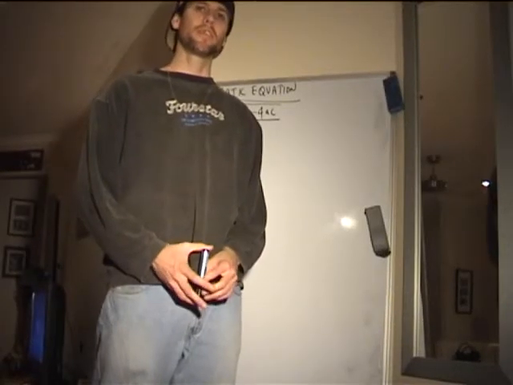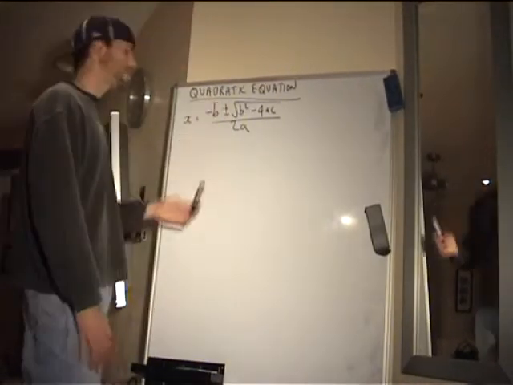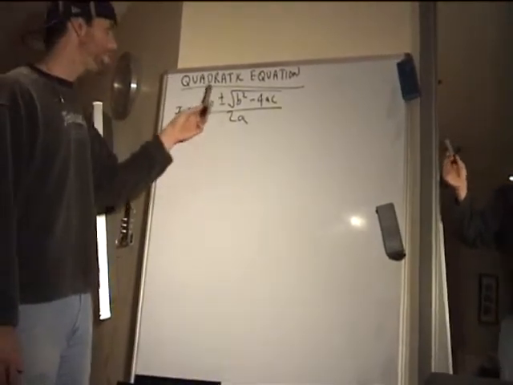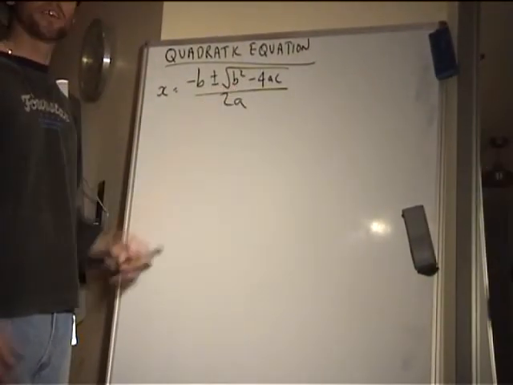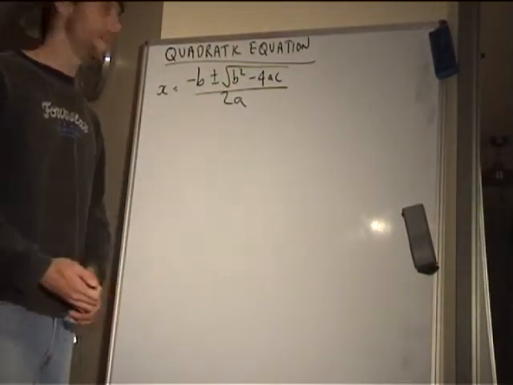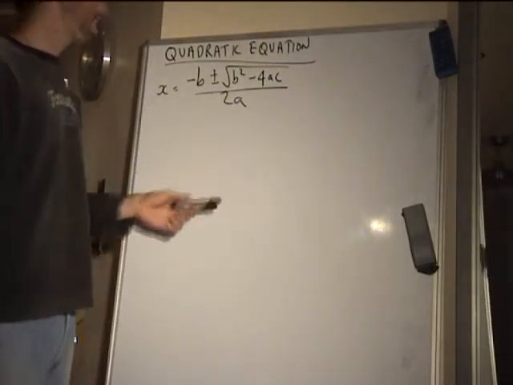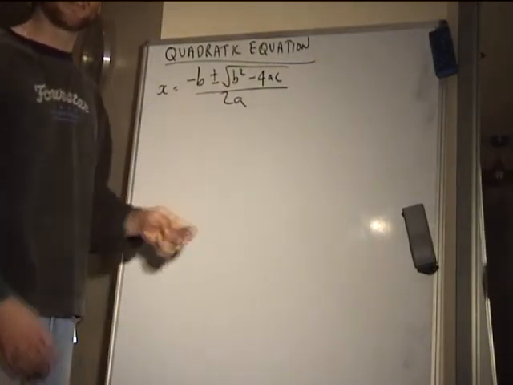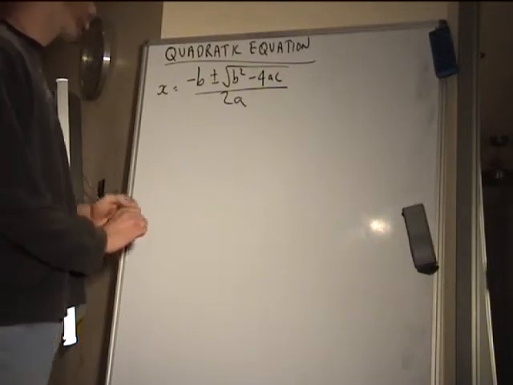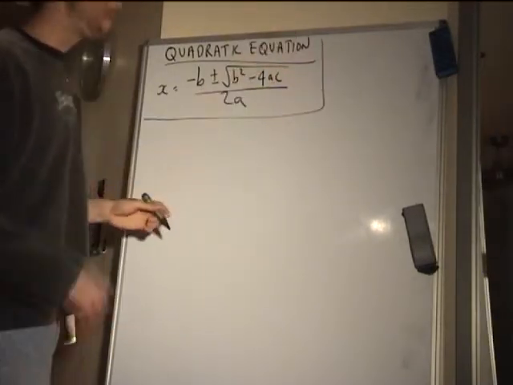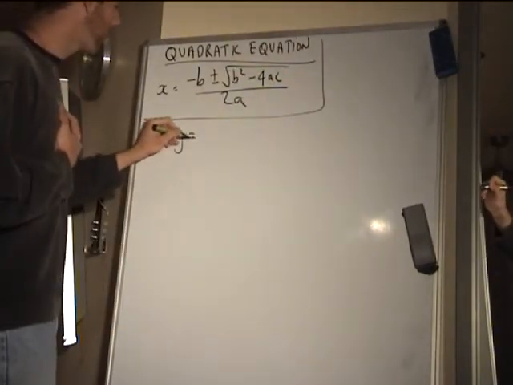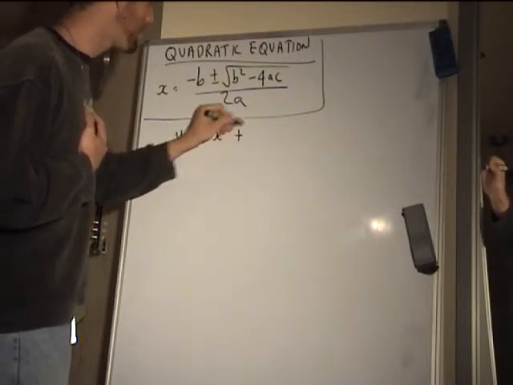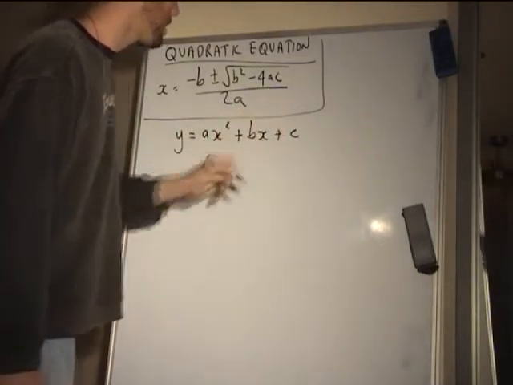Equation to solve quadratics. Now the quadratic formula looks like this: x equals negative b plus or minus the square root of b squared minus 4ac, all over 2a. To use this equation we have to work out what a, b and c represent in a quadratic equation. So, drawing the quadratic equation, it looks like this: y equals ax squared plus bx plus c.